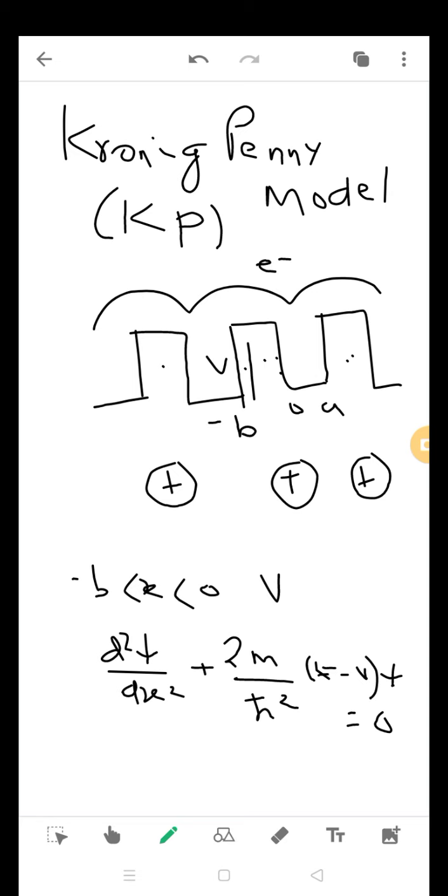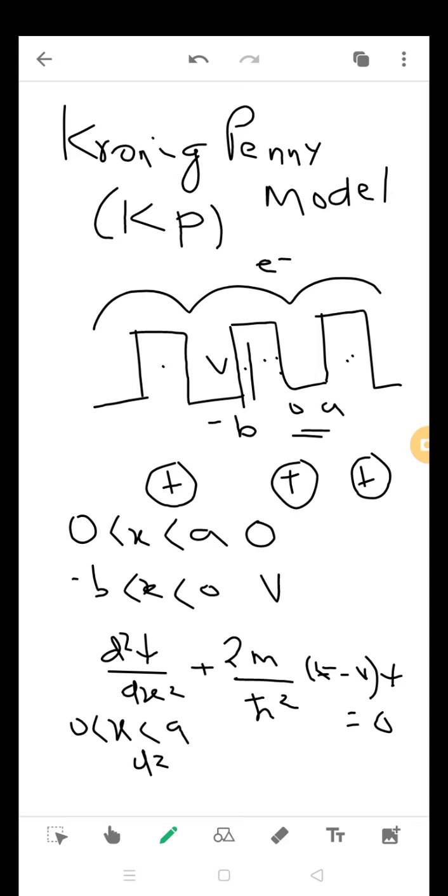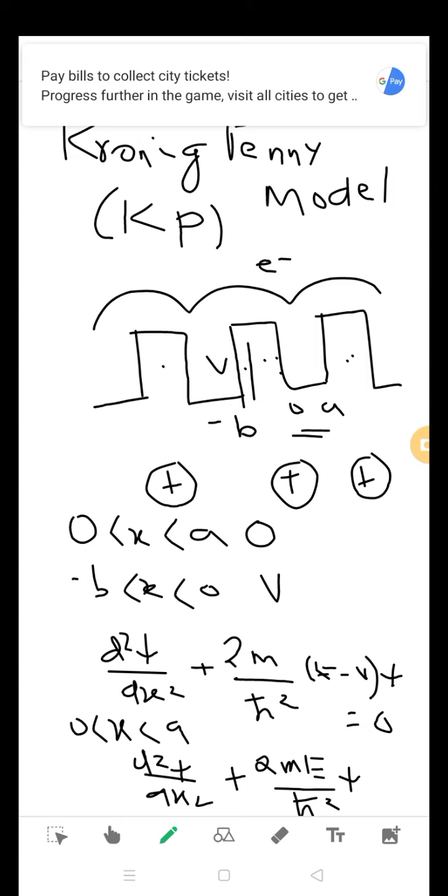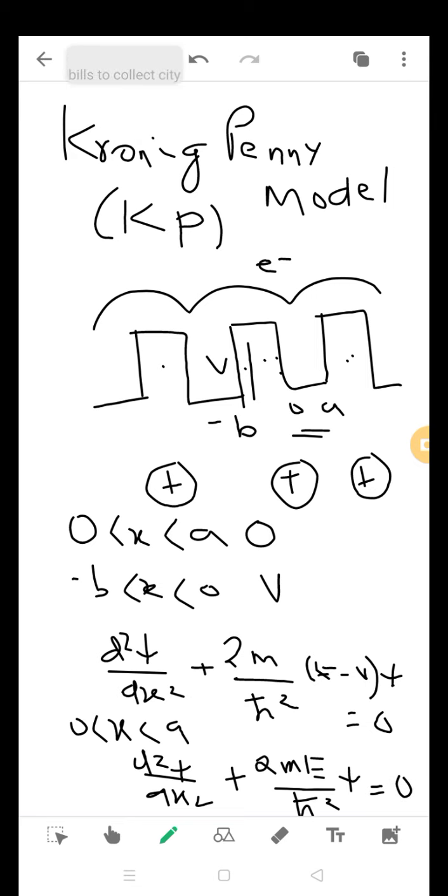And outside the potential, that is when we're talking about between 0 and a, that means this area, there won't be any V. So the potential is 0, which makes the equation look like d squared psi by dx squared plus 2mE by h cross squared psi is equal to 0. So these are the two Schrödinger's equations.